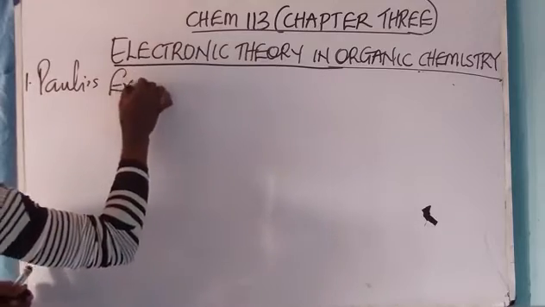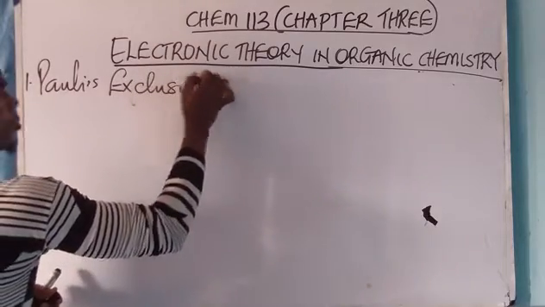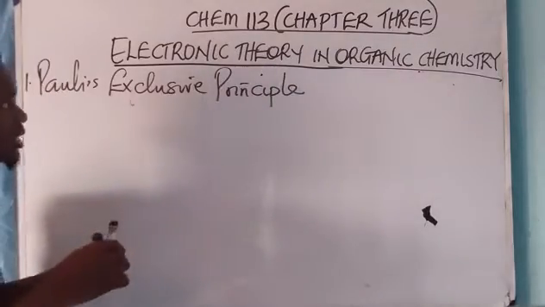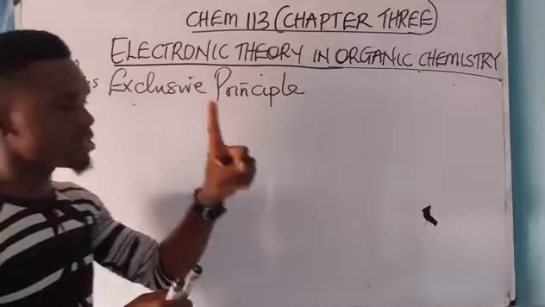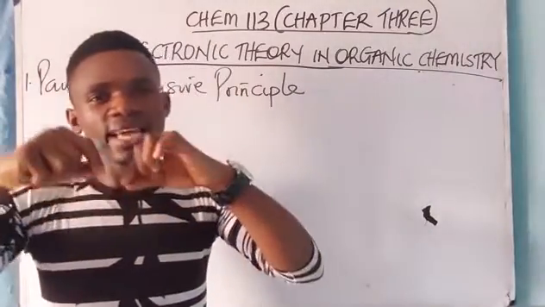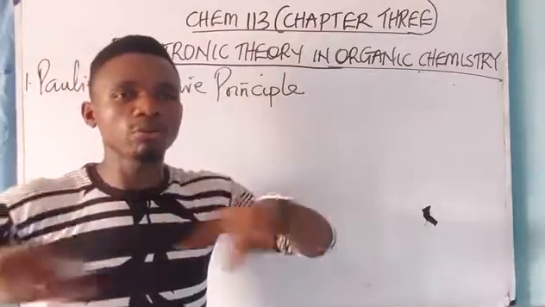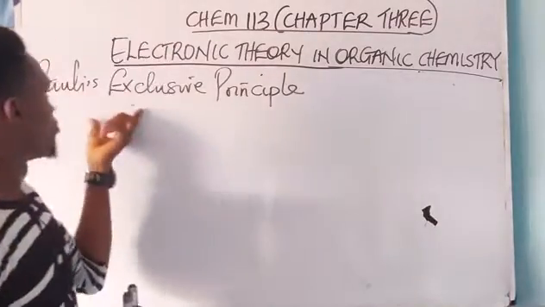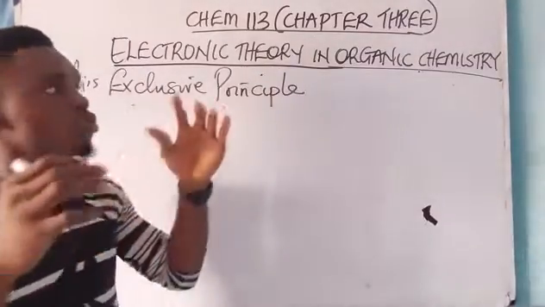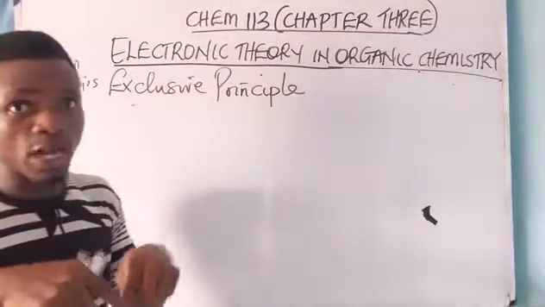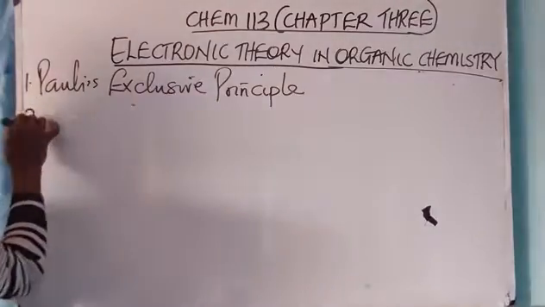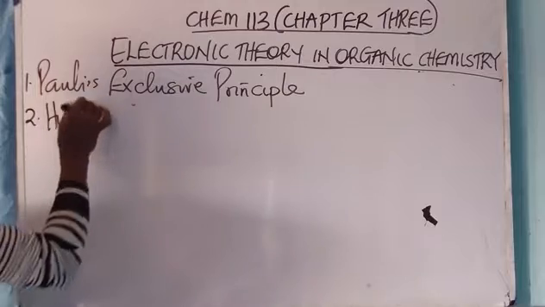exclusive principle. The Pauli's exclusive principle states that no 2 electrons in a given atom will have all the 4 quantum numbers the same. Never. Number 2, we have the Hund's rule.